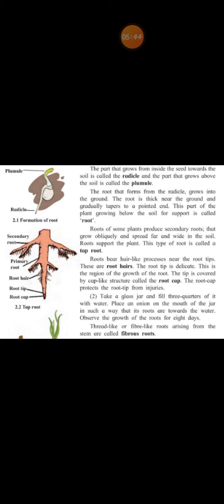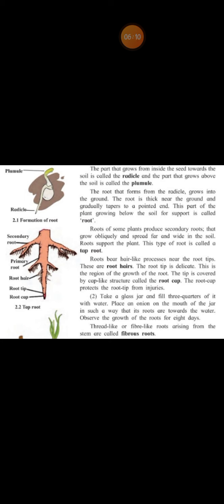This is the region of the growth of the root. The tip is covered by a cap-like structure called the root cap. The root cap protects the root tip from injuries. Okay, children? This was all about root cap, root tip, and root hairs. Fine? Next is another activity.